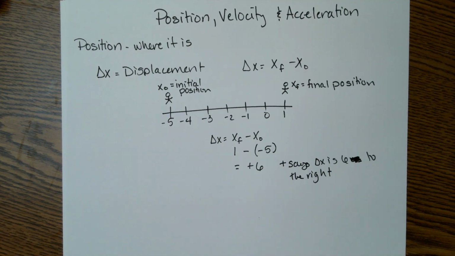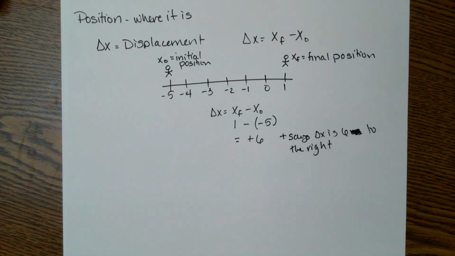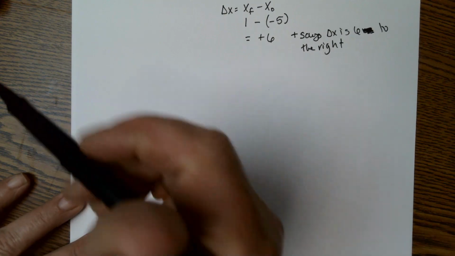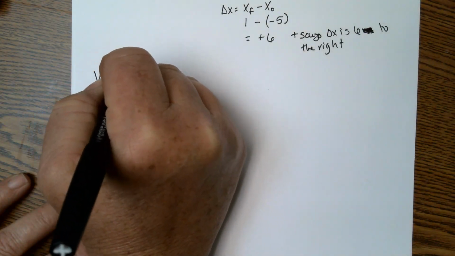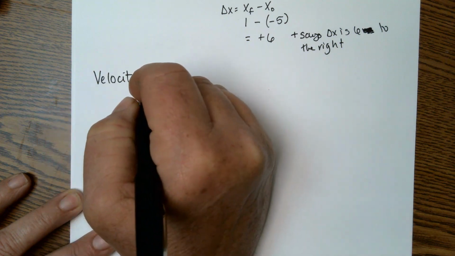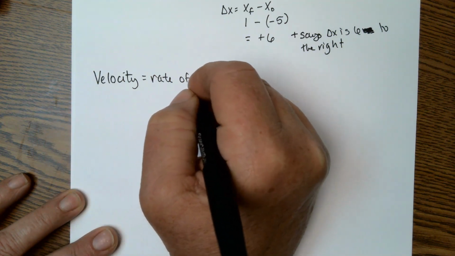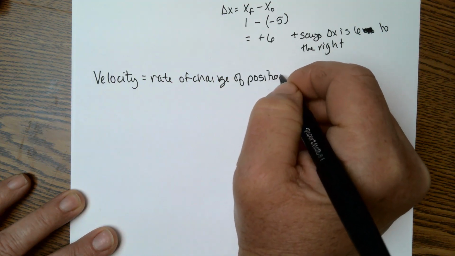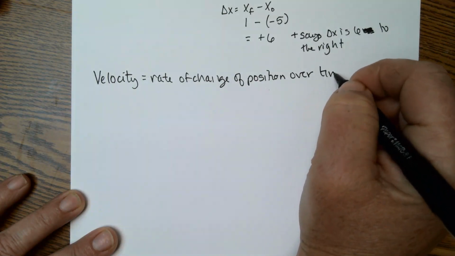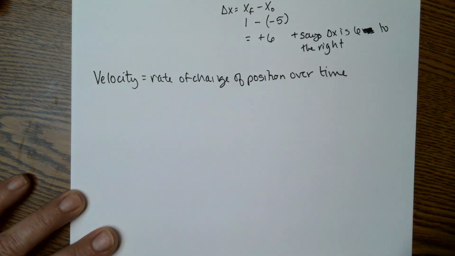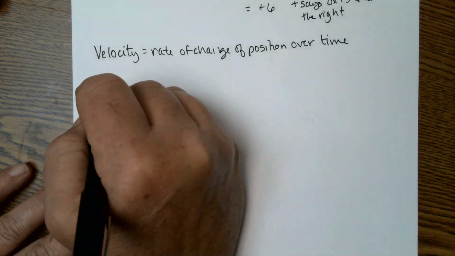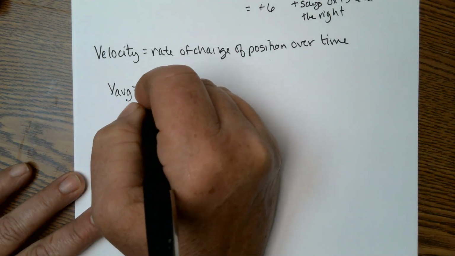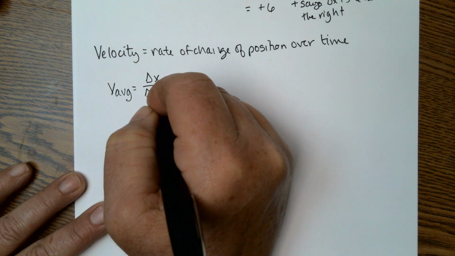Okay, now let's take that displacement and let's apply it to velocity. Velocity is the rate of change of position over time. And we can have a couple of different velocities that we can find. And the first one is our average velocity. Average velocity is change in position over change in time.